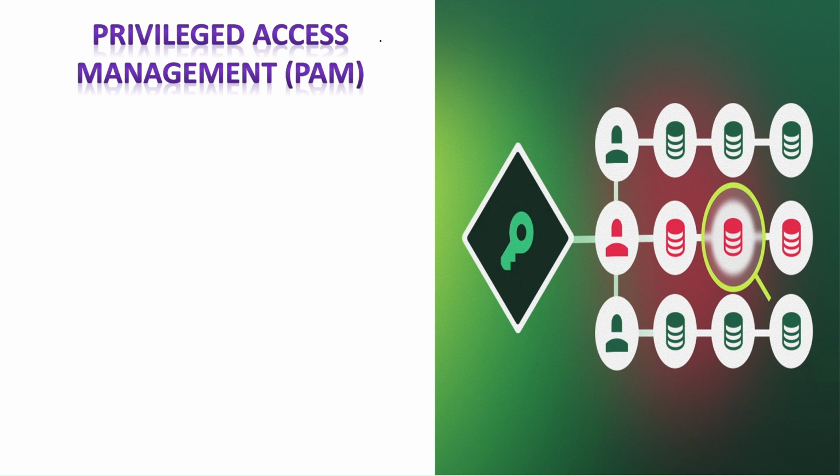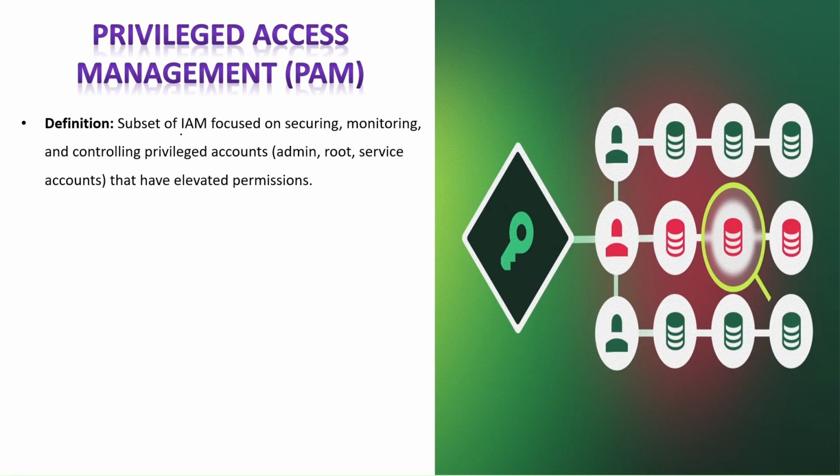Inside identity and access management, we have privileged access management or PAM. So, it is a subset of identity and access management and is focused on securing, monitoring and controlling privileged accounts. So, privileged accounts are those that have the most access inside the environment. These accounts can do nearly all the tasks that other accounts can't. For example, the admin account in some system, their user account, similarly service accounts. So, these accounts have elevated privileges.